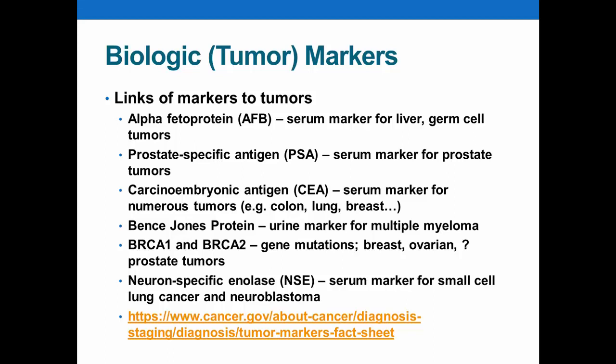Another cancer marker that we've looked for is neuron-specific enolase, or NSE. This is a serum marker for small cell lung cancer and neuroblastoma. So again, looking at those ideas of sensitivity versus specificity.